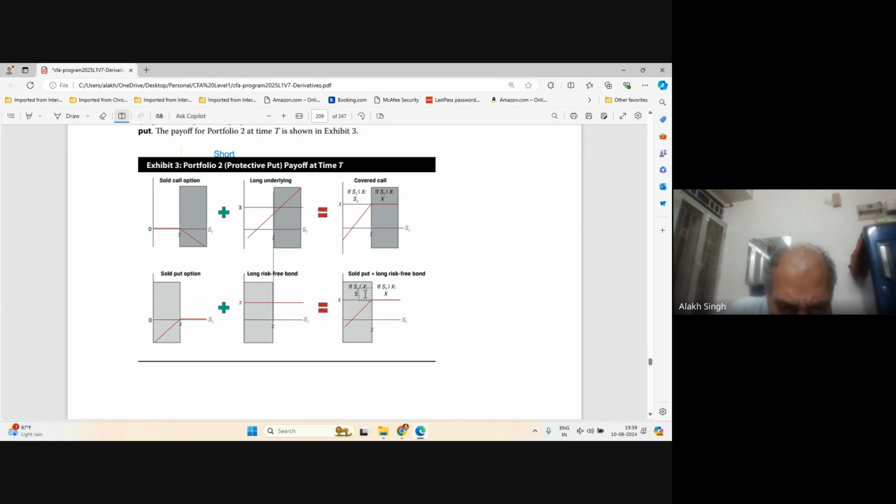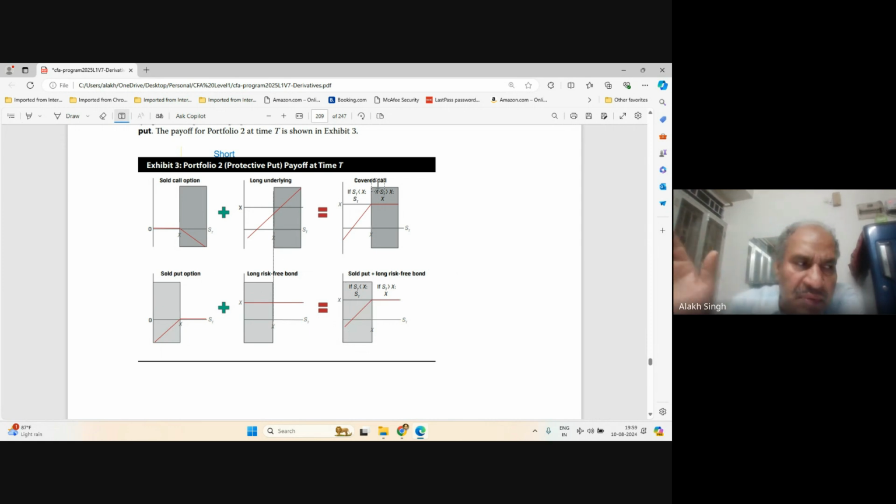If S goes down, your loss will start from here. It won't go here because you have bought this risk-free bond, so this loss will be covered. So this is the portfolio for sold put plus long risk-free bond and covered call. It is not a fiduciary call, but covered call.